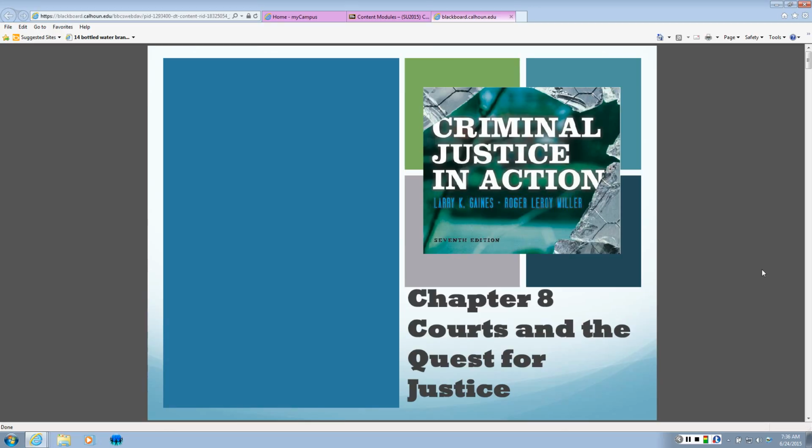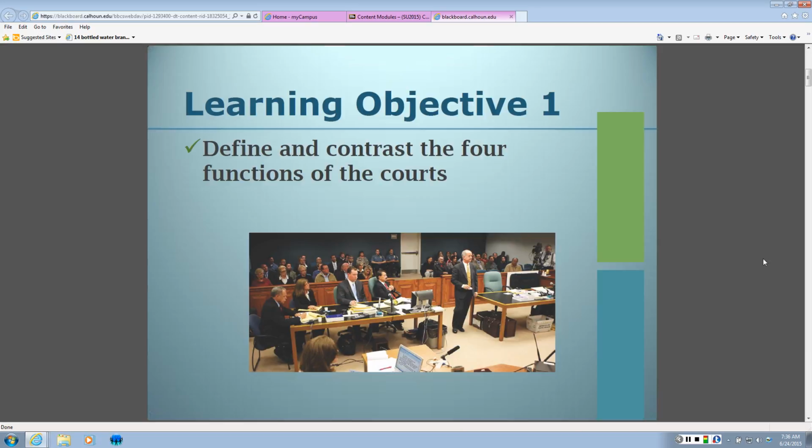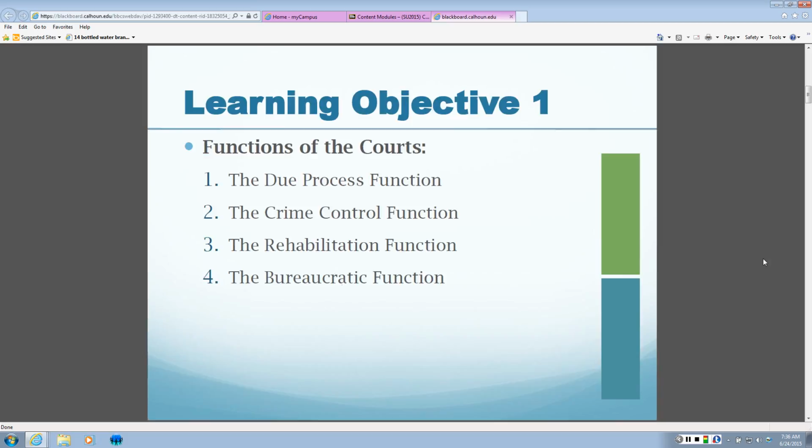You've finished reading the chapters and having discussions in regard to the police at this point. So now, once the police have made contact with someone, they go through the court system, and the court system is another stage of the criminal justice process, prior to punishment and rehabilitation if that defendant is actually found guilty. So let's talk about the courts here for a few minutes. We're going to talk about the 4 functions of the courts.